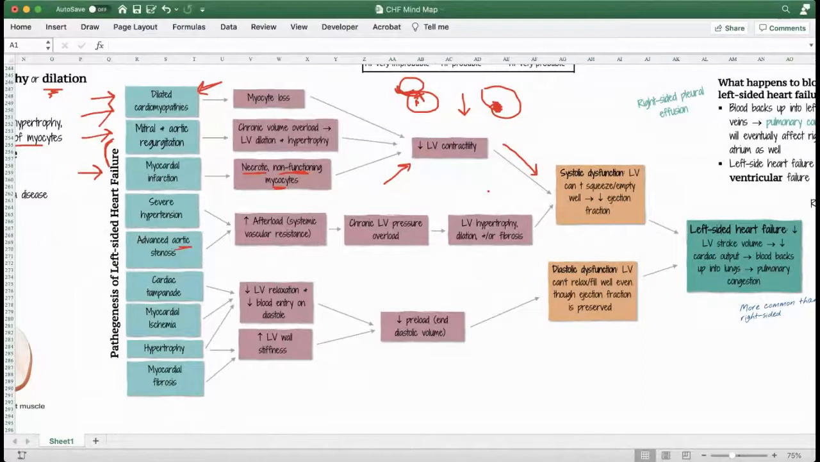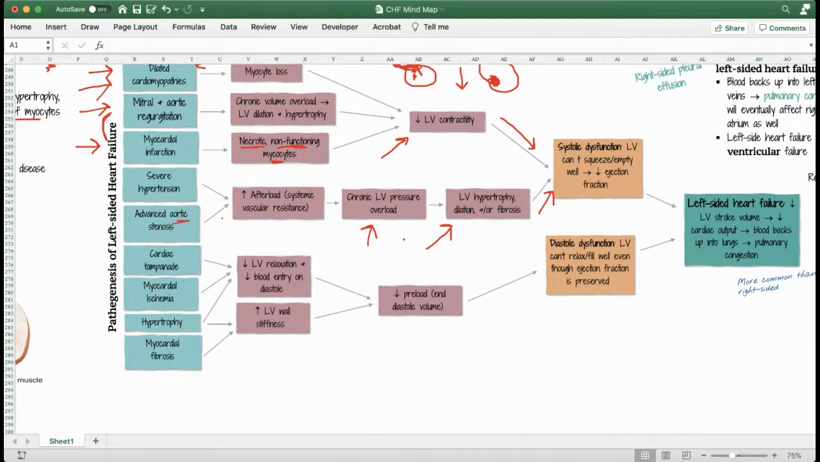And you're going to have a decreased ejection fraction. Similarly, things like severe hypertension and aortic stenosis increase the afterload, so what the heart is working against to pump out. Eventually you're going to have that same exhaustion of the left ventricle, the same issues with contractility and left ventricular dilation or hypertrophy, eventually leading again to it being unable to pump. And those are really the big main causes of systolic left-sided failure.